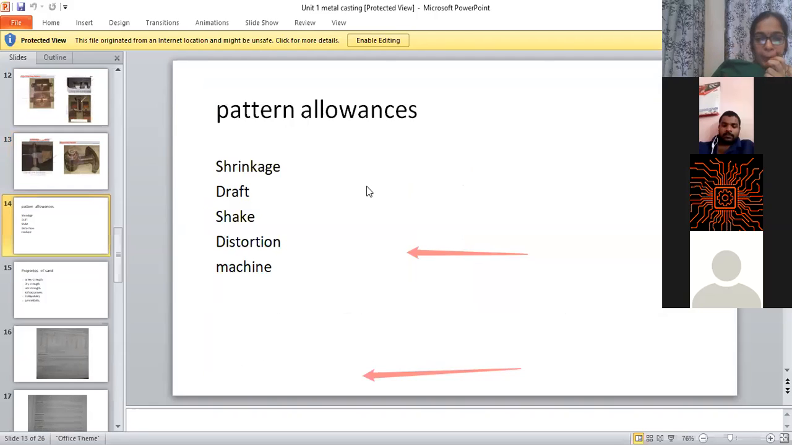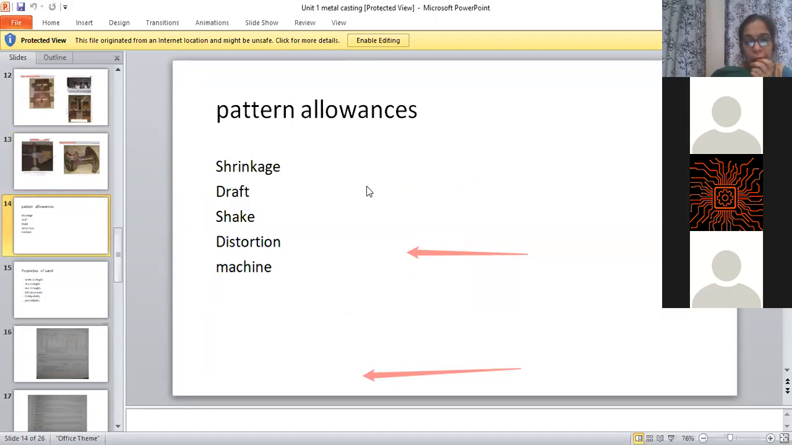Okay, the next slide is very important. Please make a note. In the exam, they will ask you extra questions. This is a gunshot question: what are the different pattern allowances? It's very important. Please make a note.